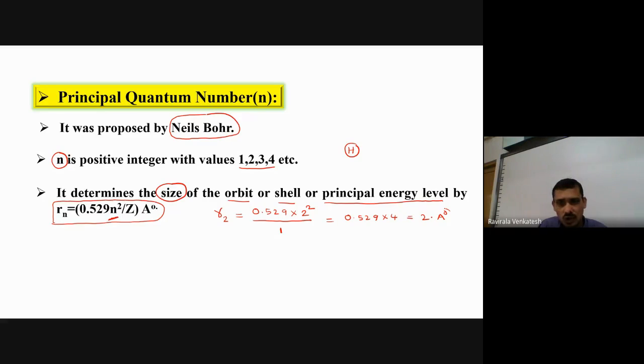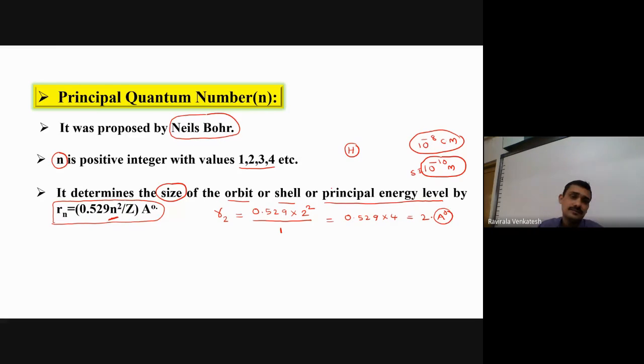1 angstrom equals how many meters? 10 to the power of minus 10 meters. 1 angstrom is equal to 10 to the power of minus 8 centimeter. These you need to remember compulsorily, because in examination they ask in terms of meters or centimeters. Most of the cases meters only, SI units they will ask. So you have to remember this one. In this way you will get some problems also.